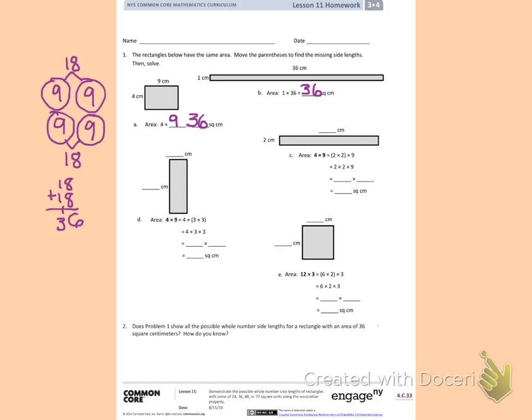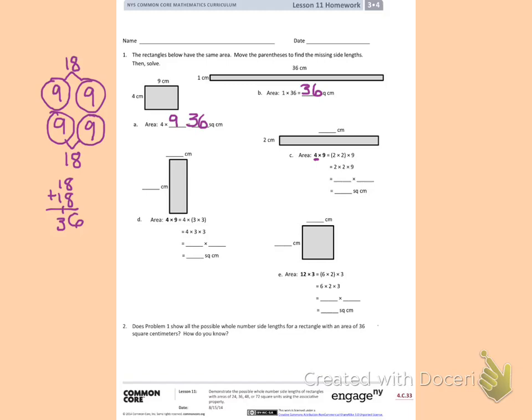Now let's look at item C, which is right below item B. This time, they only give us one side length, and that is 2 centimeters. The other side length is missing, but what you do see is a multiplication problem for the area. Here you see 4 times 9, which is the same thing as 2 times 2 times 9. Remember that 2 times 2 is the same as 4.